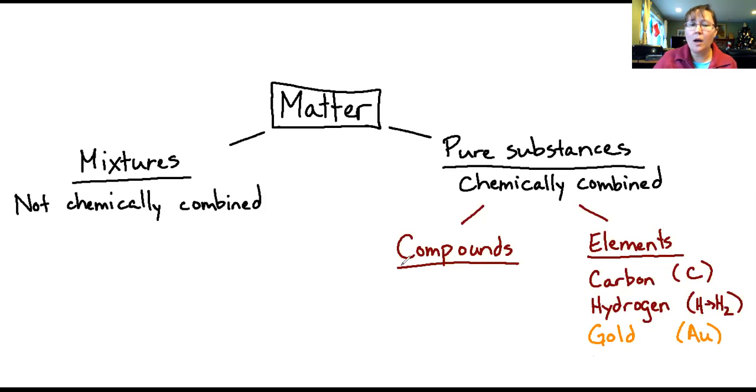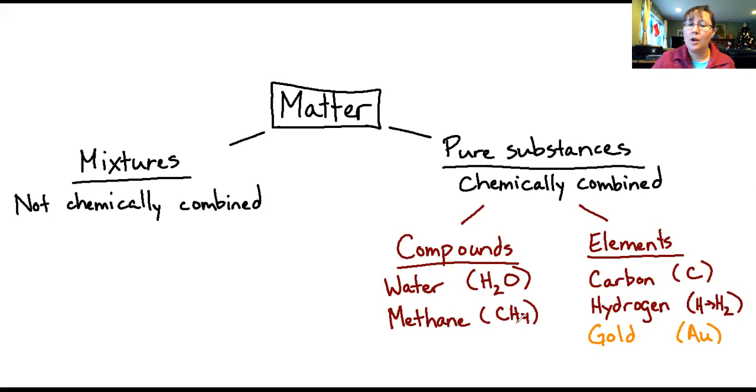Okay, some examples of compounds might be water. Water is H2O. You see how both of these are capital letters? That indicates that it's two different elements chemically combined to form our compound. Another one might be methane. Methane is CH4, 1 carbon chemically bonded to 4 hydrogens. We will be working between elements and compounds a lot, okay? Elements can exist by themselves, but they also make up all of our compounds. So compounds are made up of elements.